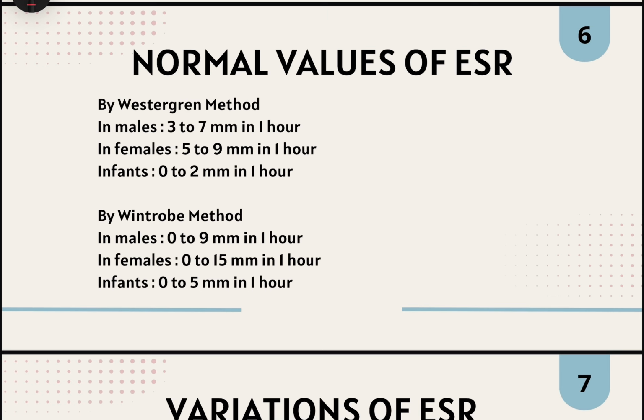If we use the Westergren pipette or the tube, then the following results generally arise. When we follow the Westergren pipette method, in males it is generally found to be 3 to 7 millimeter in 1 hour. In females, it is slightly higher, that is 5 to 9 in 1 hour, and in infants, it is 0 to 2 in 1 hour.